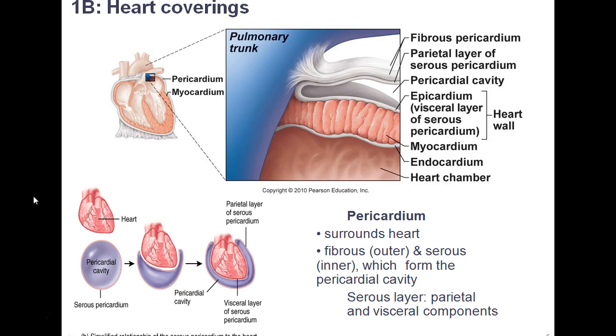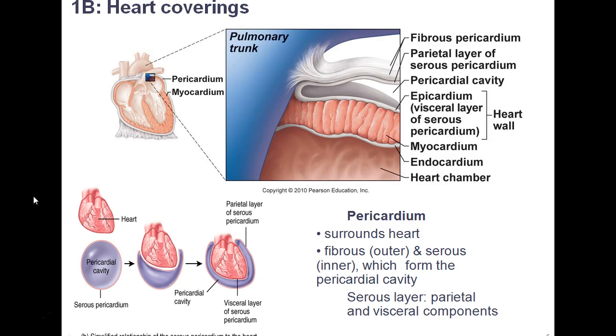The outermost layer of this serous pericardium is going to be attached to the inner portion of the fibrous pericardium, and we term this the parietal pericardium. Then the innermost layer of the serous pericardium forms the surface of the heart, and we term that the visceral pericardium. Since this layer also forms the surface of the heart, we're going to synonymously call this the epicardium as well.